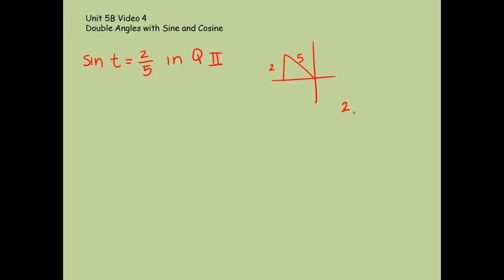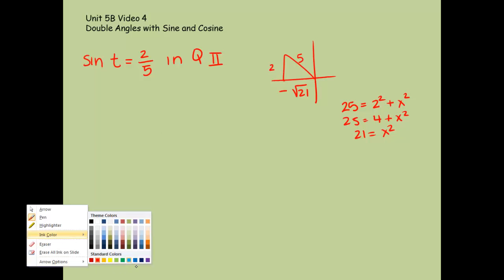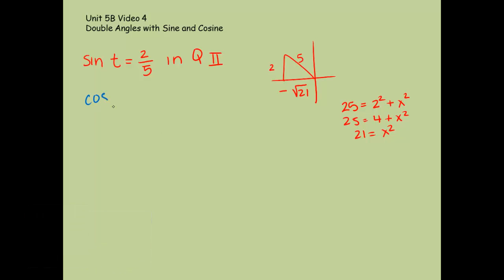So we'll do the Pythagorean theorem. 25 equals 2 squared plus something squared. So 25 equals 4 plus x squared. 21 equals x squared. So this is going to be the negative square root of 21 because it moved in the left direction, which means my extra information here is that my cosine of angle T is going to be negative root 21 over 5.